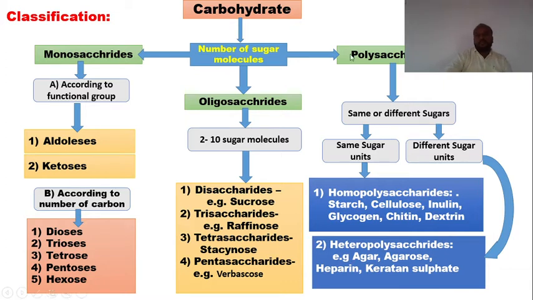That means briefly we have described here the classification of carbohydrates. So again we repeat and summarize the carbohydrates. There are 3 main groups: monosaccharide, oligosaccharide and polysaccharide. These groups are based on the number of sugar molecules present in them. Monosaccharide is again classified according to functional group and according to number of carbon atoms. According to functional group, there are 2 groups, aldose and ketose. According to number of carbons, there are 5 groups: dioses, trioses, tetroses, pentoses and hexoses.